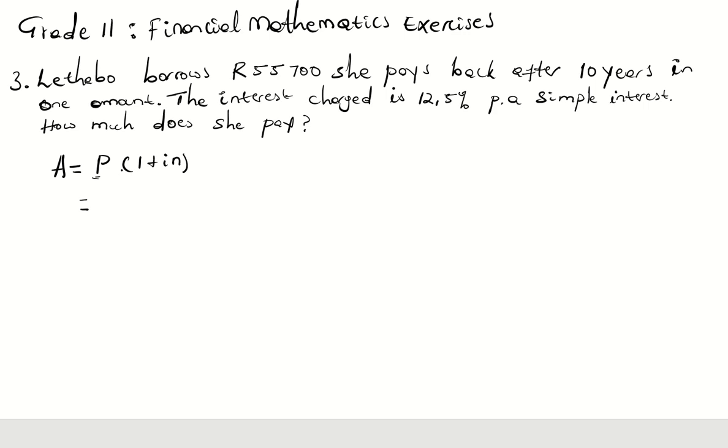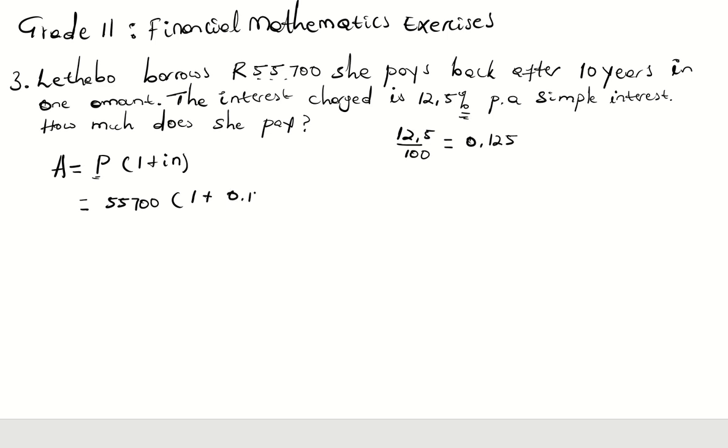We said P is our principal amount. This is the initial amount. So what she borrowed initially was that amount, okay? The amount was 55,700 Rand. We have 1 plus, and we see that the interest is 12.5%. That means 12.5 divided by 100. That's what percent means, okay? It means 12.5 out of 100. So we turn this to decimal because this is in percentage, okay? We turn it to decimal and we get 0.125 as our decimal for interest.